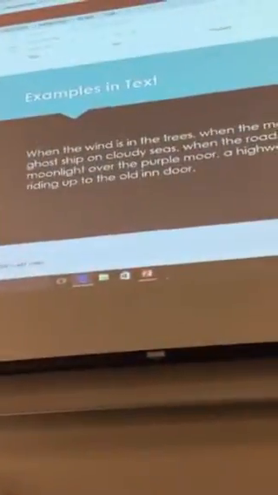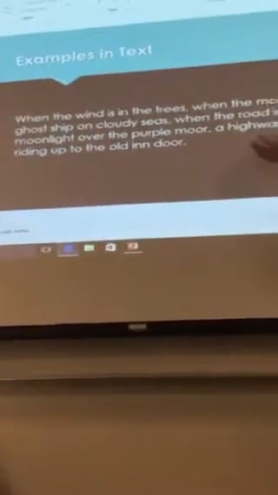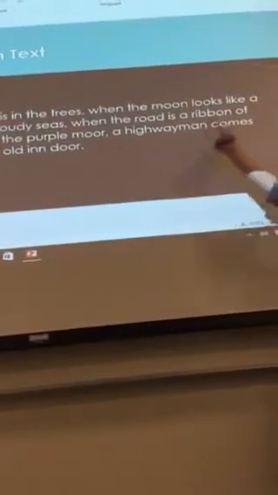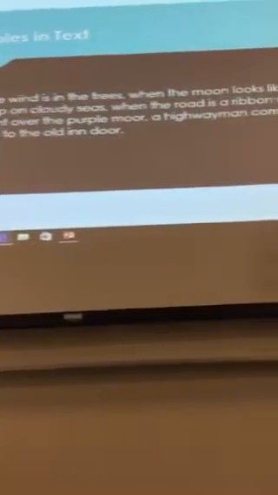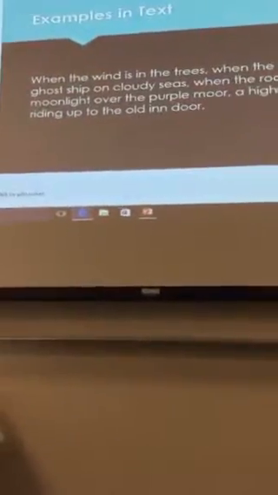And that's kind of the big problem with that last thing, is we're supposed to be writing prose, but that was poetry. But this is basically that whole sentence. When the wind is in the trees, when the moon looks like a ghost ship, when the road is a ribbon of moonlight, highwayman comes riding. What is the independent clause? Highwayman comes riding.